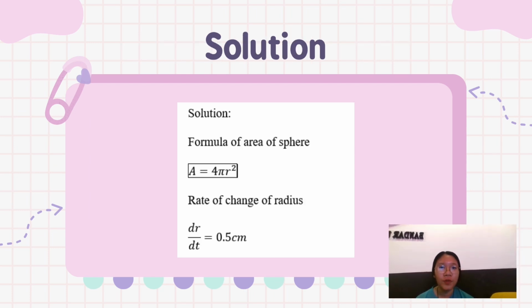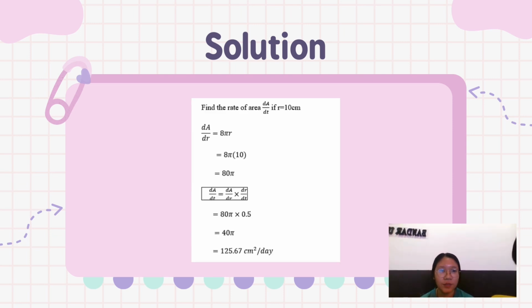So first of all, we have the formula for the area of a sphere, which is area equals 4 pi radius squared, and the given rate of change of radius is 0.5 cm. So here is the solution to find the rate of area if radius equals 10 cm. dA over dr equals 8 pi r, and then we insert the value of radius, which is 10 cm, and we get 80 pi.